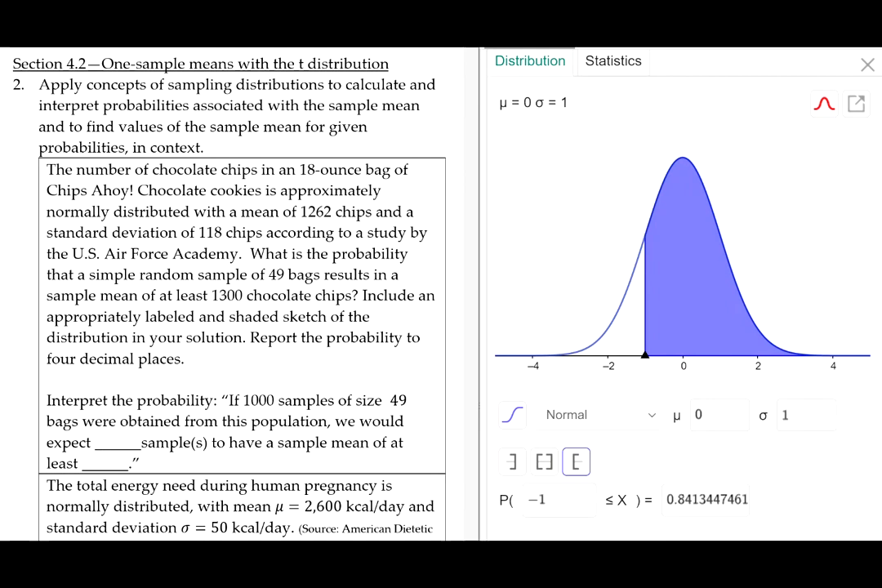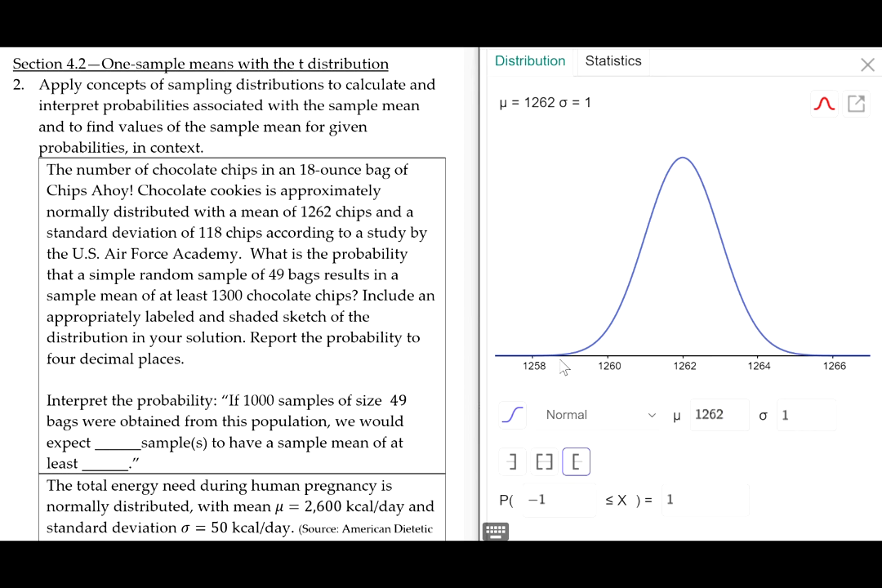All right, I've opened up the GeoGebra probability calculator. I'm in the distribution tab. We've used this before, even for this very example in previous videos. We're going to use the normal distribution and we're going to enter in the mean, which is 1262. That doesn't change even though I'm talking about the sampling distribution, because the mean of the sampling distribution of the sample mean is equal to the mean of the population. But the value that we're going to input for sigma does change.